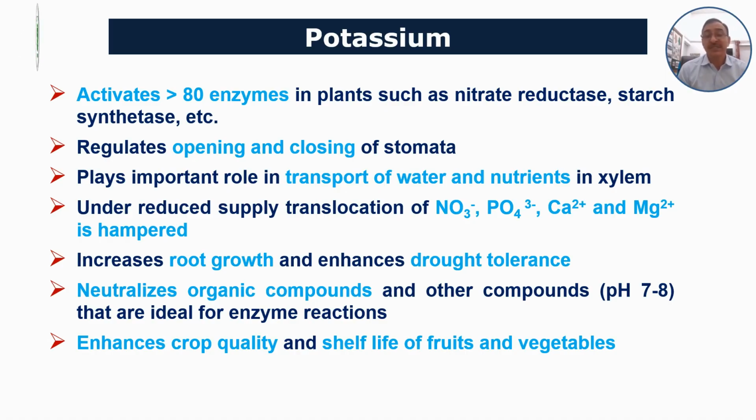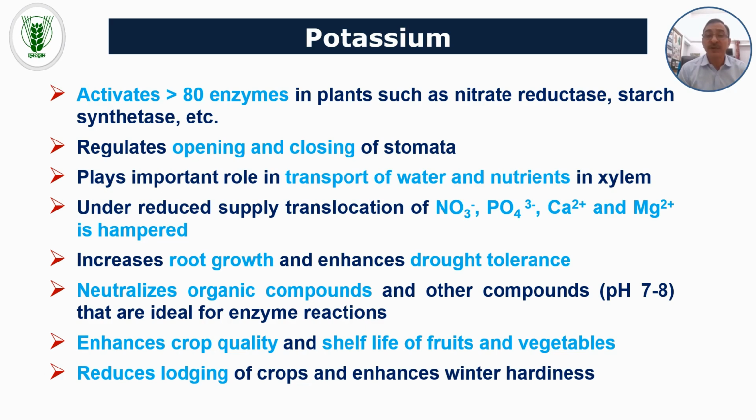If it is deficient, the translocation is hampered. It increases root growth, drought tolerance, disease tolerance, and tolerance against frost. So these are all provided by potassium, and it also adds value to the marketability of the produce. It enhances the crop quality and shelf life of fruits and vegetables. It reduces the lodging of crops and enhances winter hardiness, and the rest of the things I have already said.